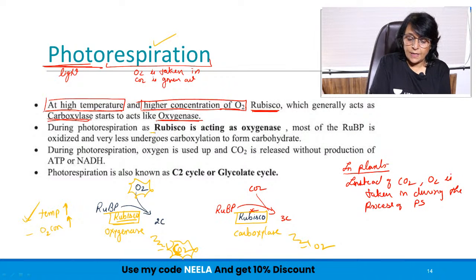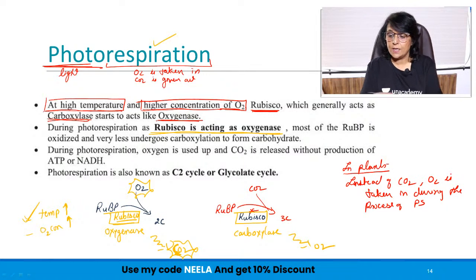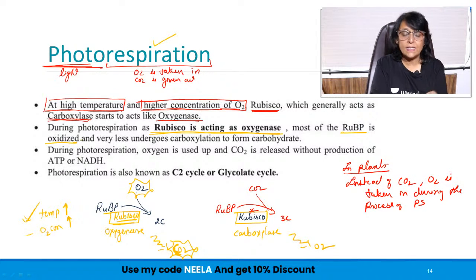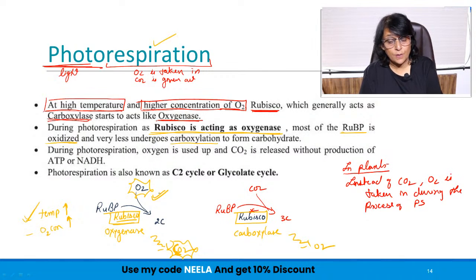Now, important in case of photorespiration, Rubisco is acting as oxygenase. Most of the RuBP is oxidized and very little undergoes carboxylation. So both the reactions are going to take place, in case of high temperature and high oxygen concentration. Oxygenation is going to be the major one, and carboxylation is a very small percentage, maybe 5, maybe 10, but it is so small that it is not enough for the plant to survive on the carbohydrate which it has synthesized.